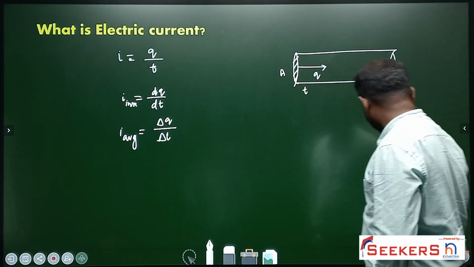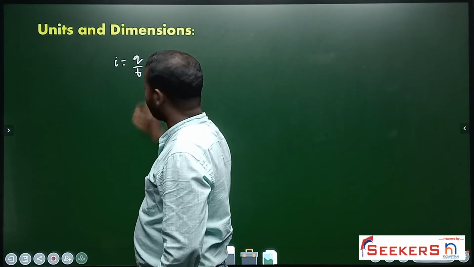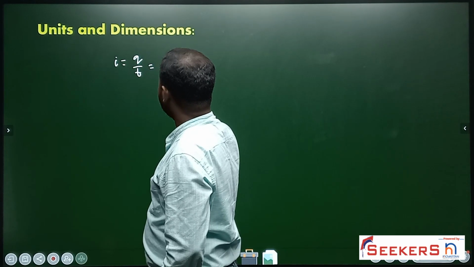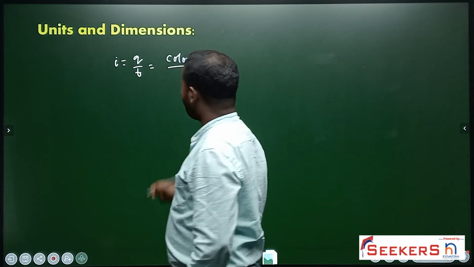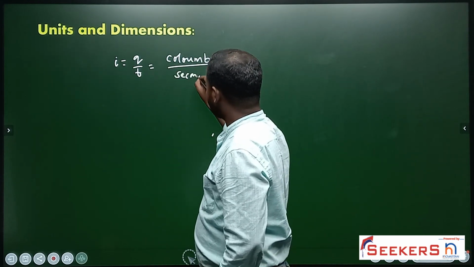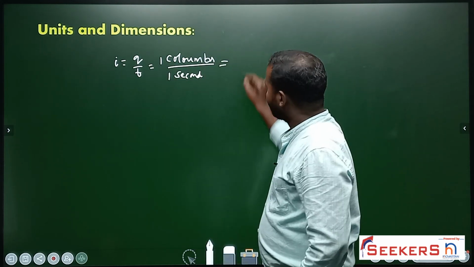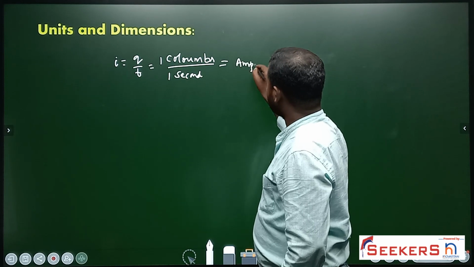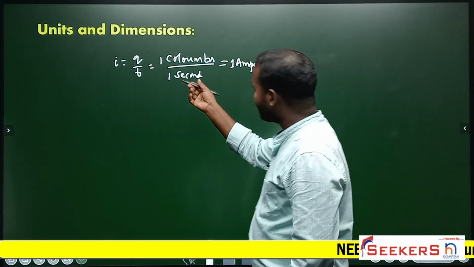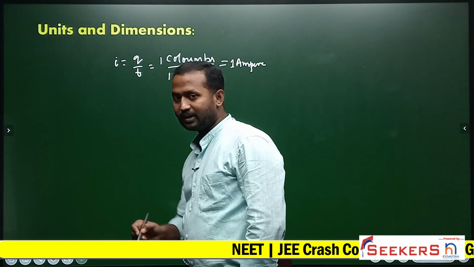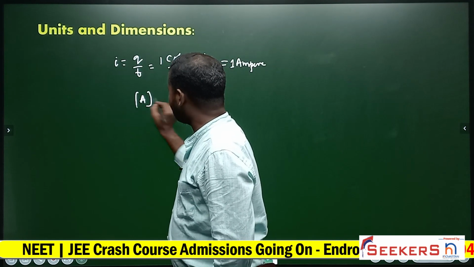Now let us talk about the dimensions and units of it. Current I is equal to charge per unit time. Charge has units of coulombs. How many coulombs of charge is flowing in 1 second? For example, 1 coulomb per 1 second is nothing but 1 ampere. That is the unit of electric current. Now let us talk about its dimension. Electric current is one of the fundamental physical quantities, hence the ampere is a dimension of it.